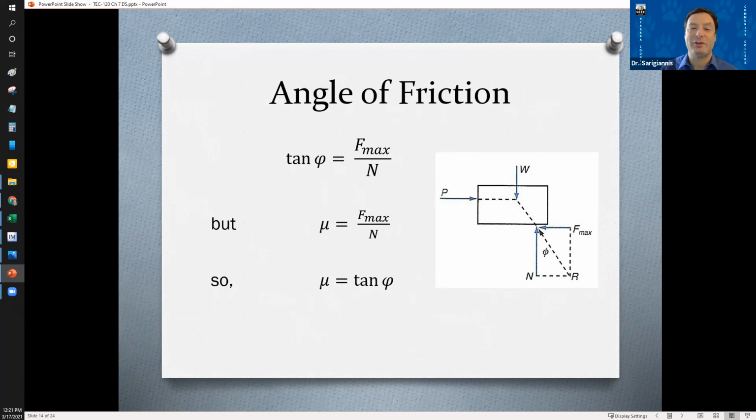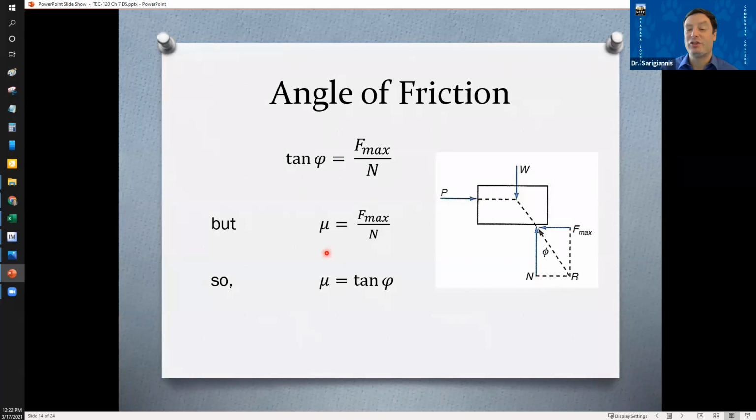I feel like this slide's missing something. Nope, I guess it's not. This is just basically showing you the same thing I just talked about, now in tangent form. If you move this over, tangent of phi is F max over n. It's a right triangle, so opposite over adjacent is tangent.